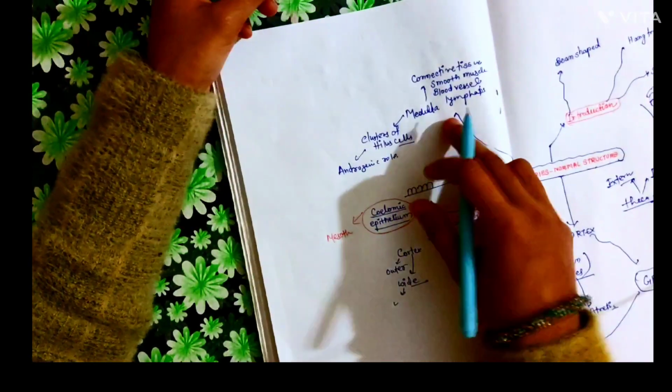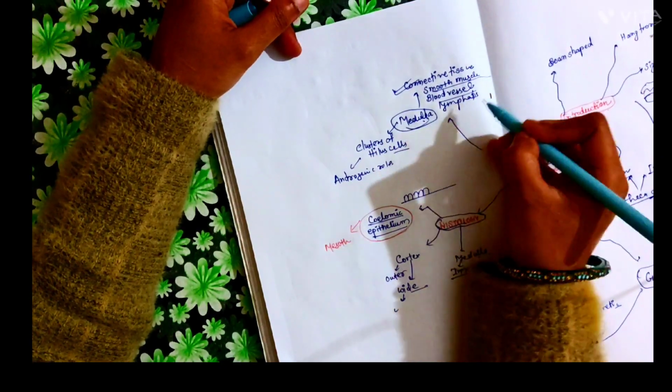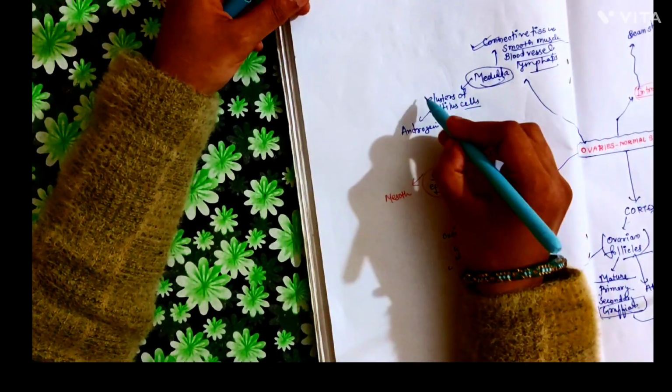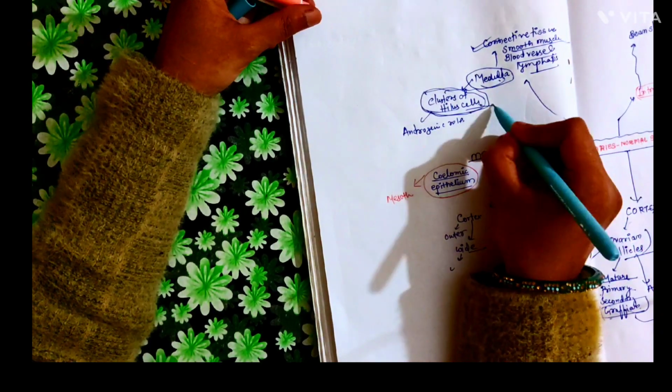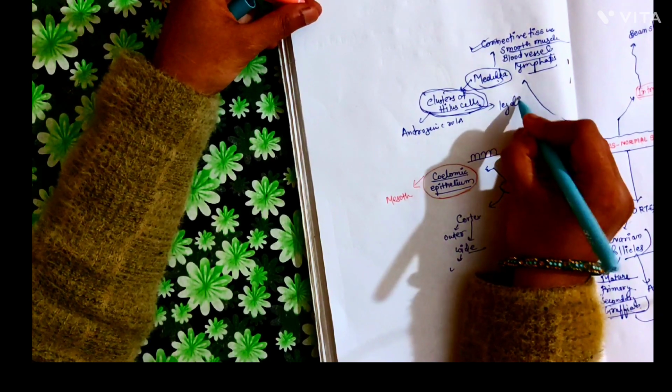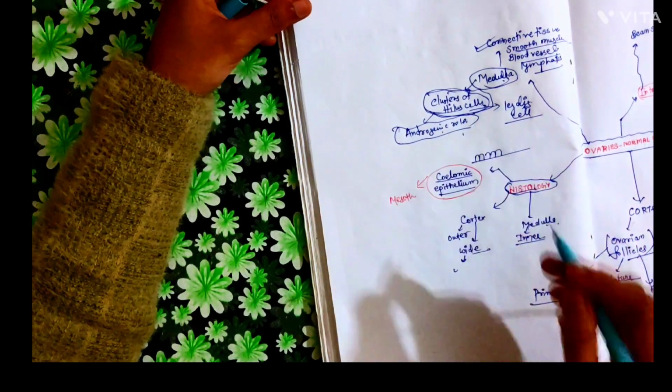Now coming to the medulla. The components of the medulla are connective tissue elements, smooth muscle, blood vessels, lymphatics, and also there is a cluster of hilar cells present in the medulla, which is analogous to Leydig cells of testes and thus has an androgenic role.